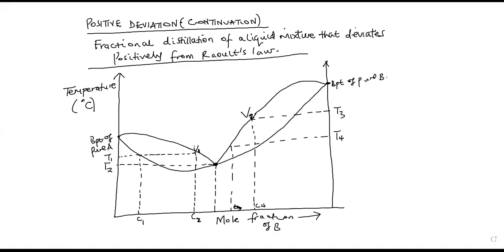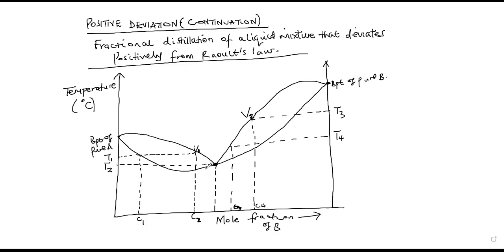Now, for this case, I told you that we are going to be looking at fractional distillation of a liquid mixture that deviates positively from Raoult's law. After having drawn the boiling point composition diagram from the vapor pressure composition diagram, you can be told to explain how a distillate and a residue can be obtained by the method of fractional distillation.